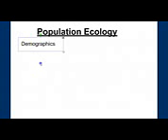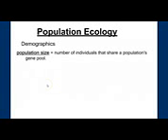In this video, we're going to look at population ecology. The first thing we need to do is look at the demographics of a population. Demographics include things like population size. The population size, the number of individuals that share a population's gene pool, will be determined and influenced by the intrinsic rate of growth of that population and also limiting factors.